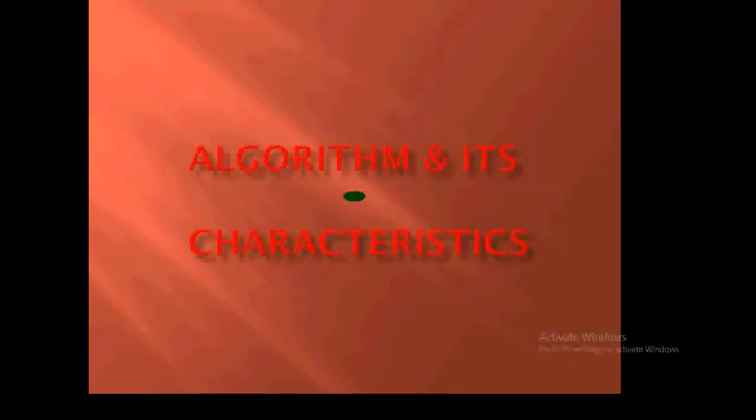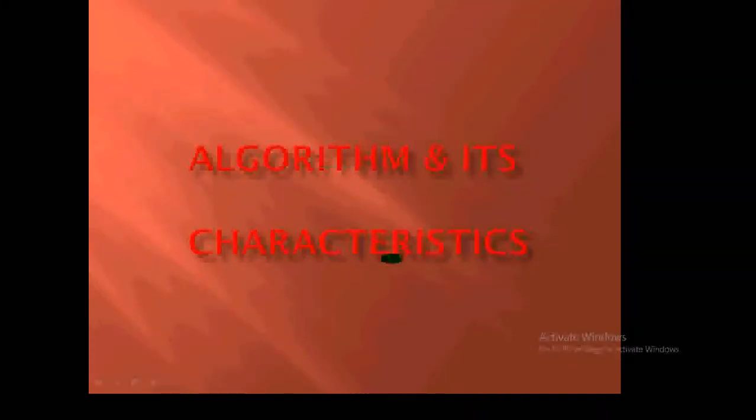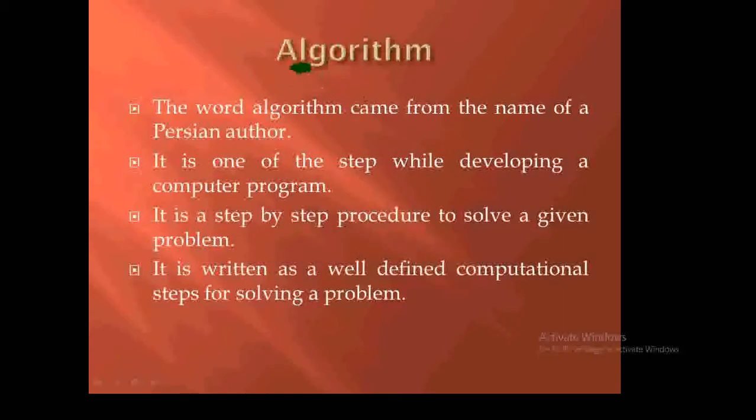Today let us discuss about algorithm and its characteristics. So now let us first know what is an algorithm. The word algorithm came from the name of a Persian author who is a mathematician. Here algorithm is written before developing a computer program. So in the process of developing a computer program, it is one of the steps.